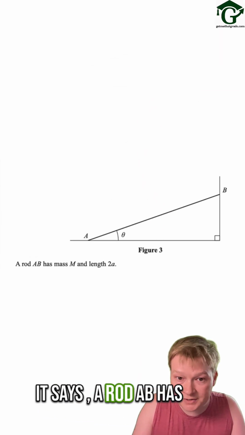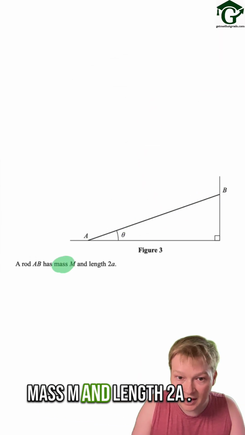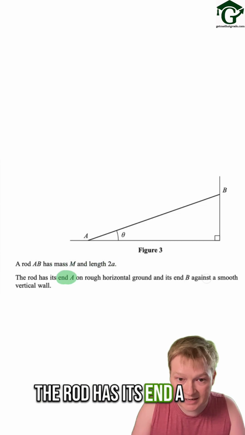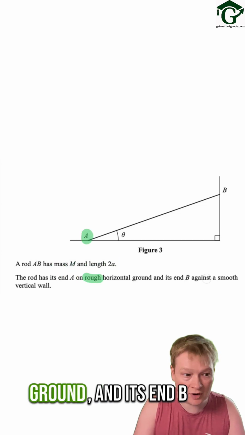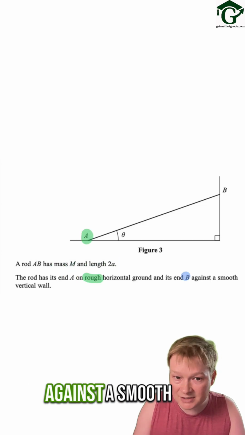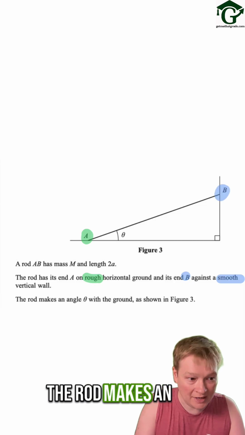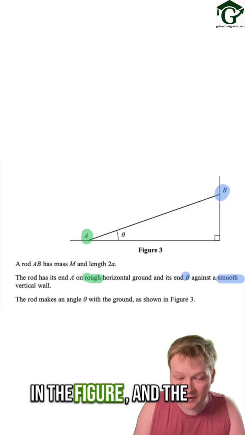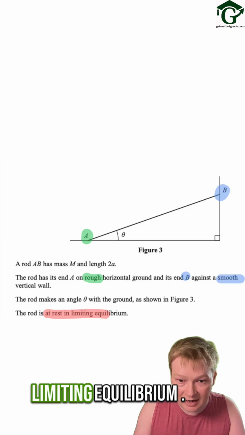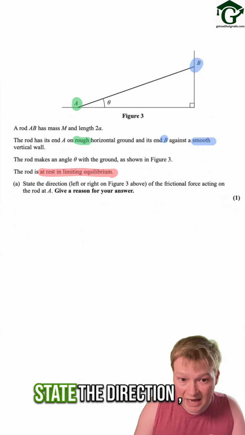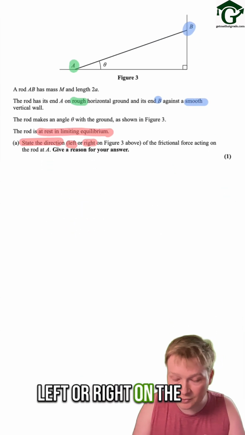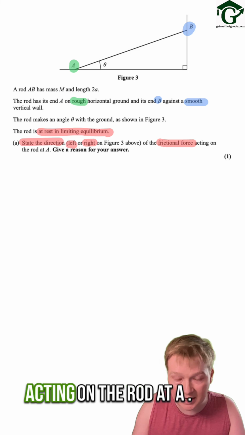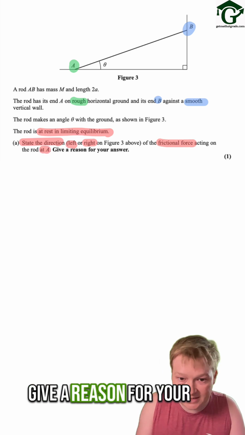It says, a rod, AB, has mass m and length 2a. The rod has its end A on rough horizontal ground, and its end B against a smooth vertical wall. The rod makes an angle of theta with the ground, as shown in the figure, and the rod is at rest in limiting equilibrium. Part A. State the direction, left or right, on the figure, of the frictional force acting on the rod at A. Give a reason for your answer.